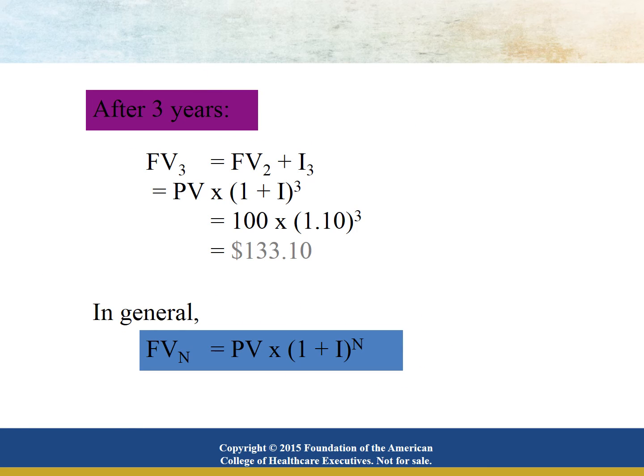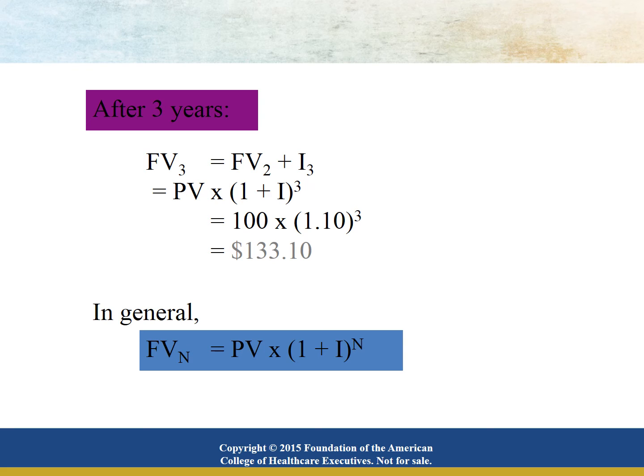So after 3 years, what's the equation? Let's just go right to the matter. The future value is the future value of 2 plus the interest in 3. So the present value is 1 plus the interest cubed, because now we're in year 3. Again, it's simple algebra. You just got to remember the formulas, but a lot of your spreadsheets will do these for you. So it's the $100 times 1.1 cubed, 133.1.